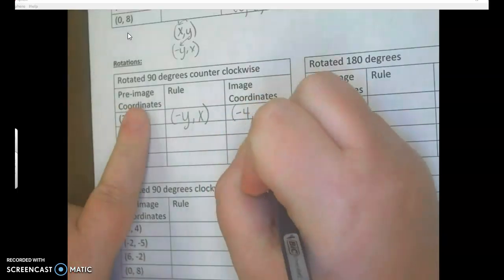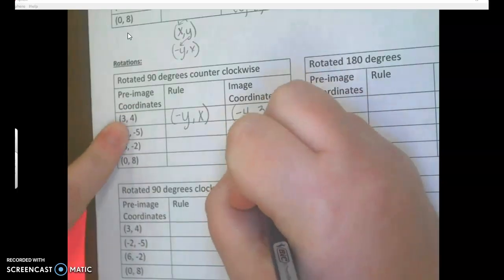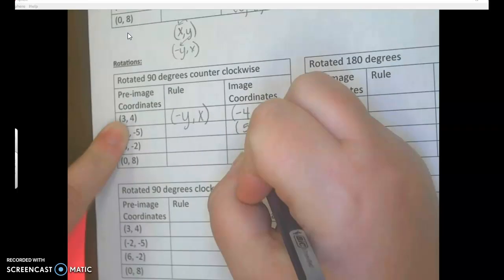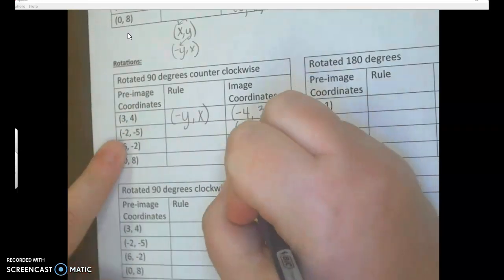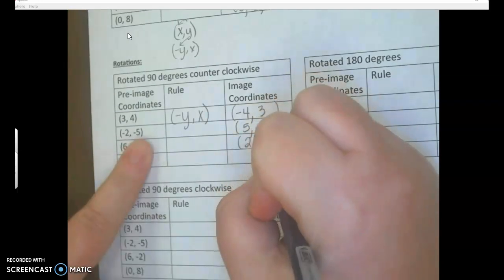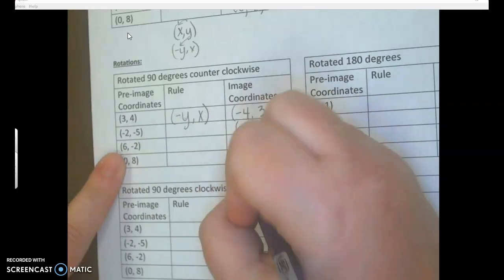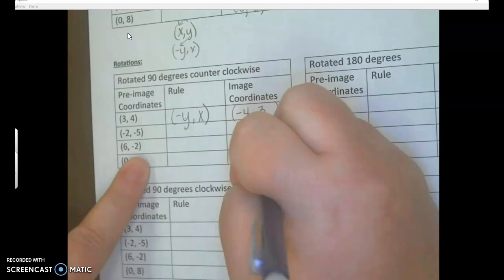And my x will stay the same. My y is going to flip, do its opposite. My x will stay the same. My y is going to do its opposite, and the x will stay the same, each time.